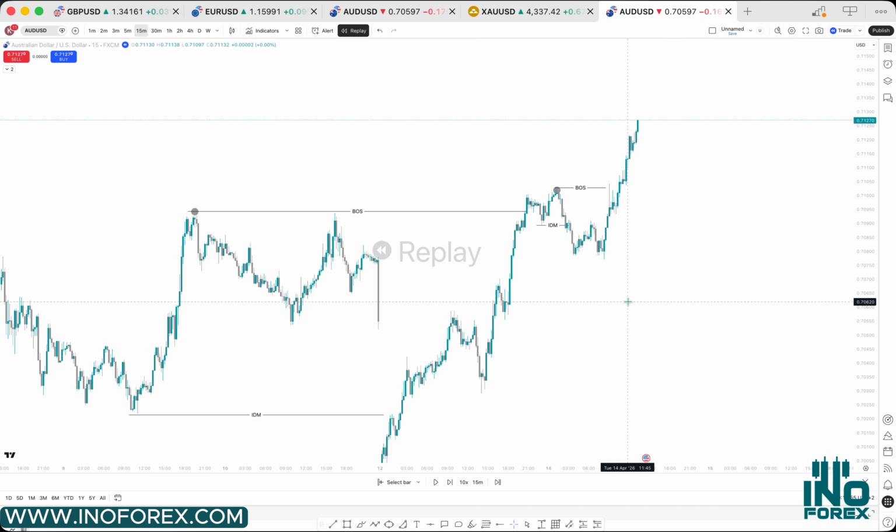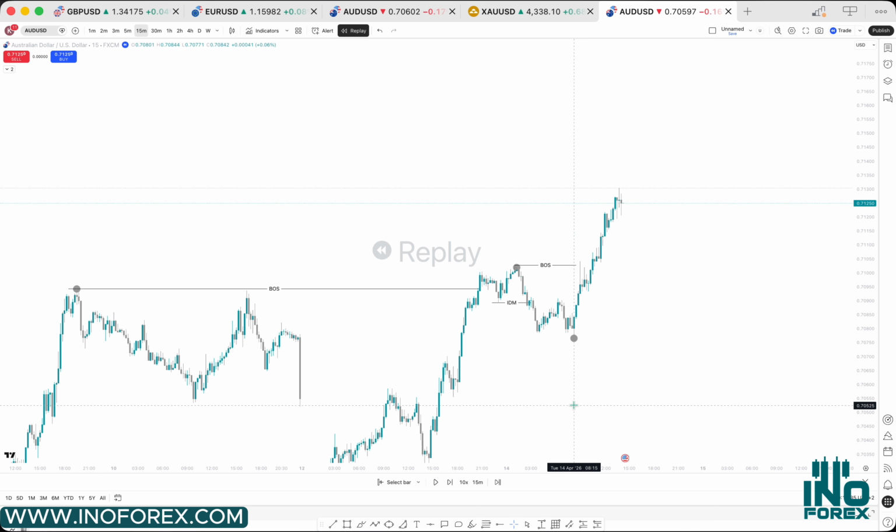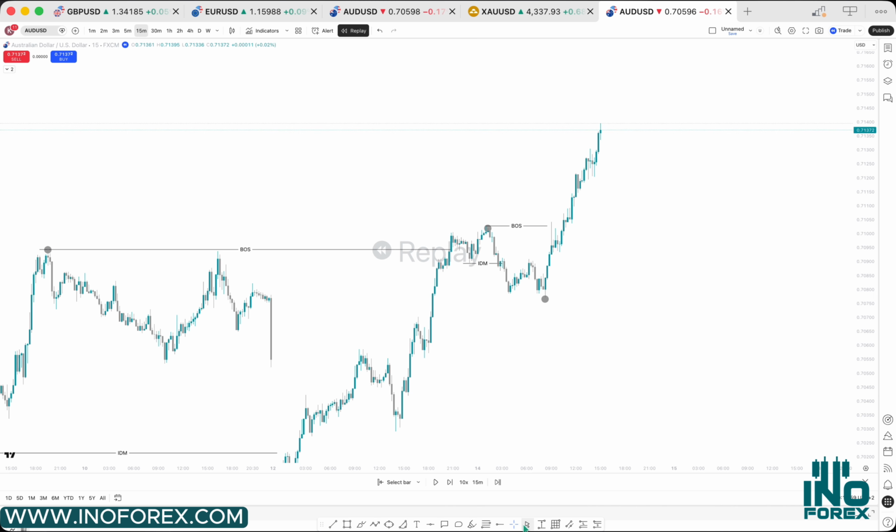After BOS, we mark a lower low. Lower low is the lowest point, so this low becomes a lower low. After break of structure, we are going to mark inducement. Where is the next inducement?